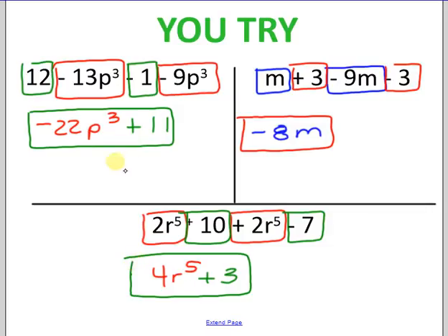So for the first one, you combine the negative 13p to the third and then the negative 9p to the third, and you should have gotten negative 22p to the third plus 12 minus 1 is 11. For this one here, 1m minus 9m is negative 8m, but then positive 3 and negative 3 canceled, so you just have negative 8m. Over here, 2r to the 5th plus 2r to the 5th is 4r to the 5th, and then 10 minus 7 is 3, so 4r to the 5th plus 3.